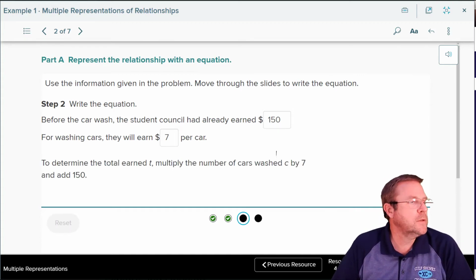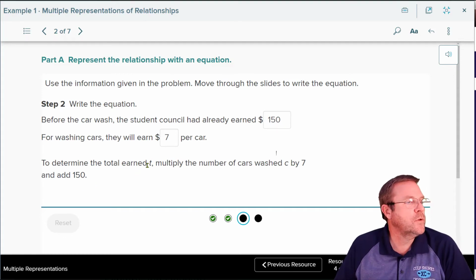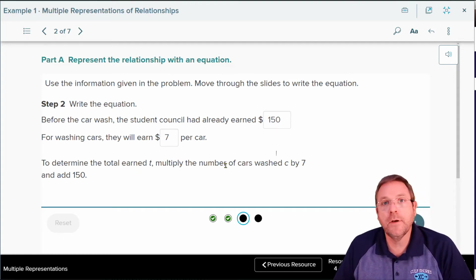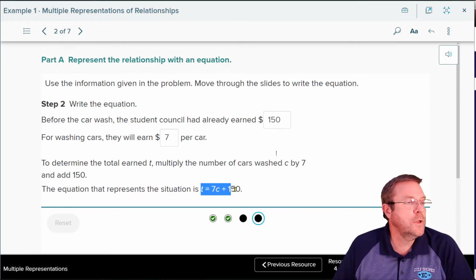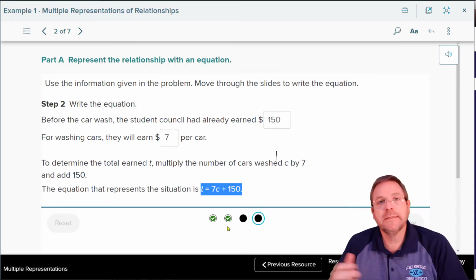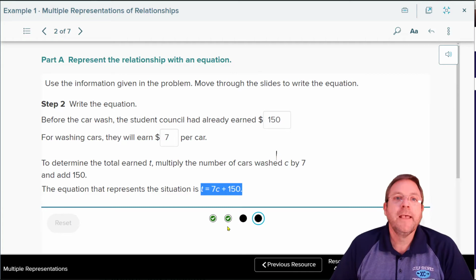And from there, we put that into an expression to determine the total earned. You multiply the number of cars washed by 7, and then you add 150. Your final equation is going to be T is equal to 7 times C plus 150. That's just the first step, though. All we've done so far is write our information as an equation. Now we need to represent it as a graph and as a table.